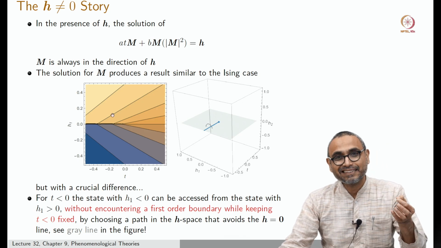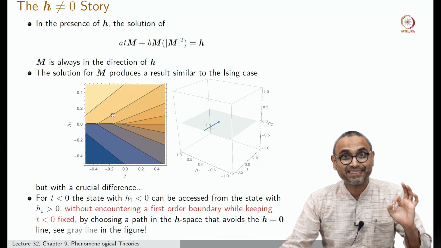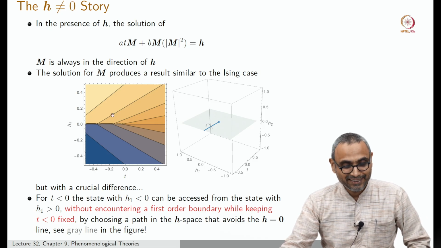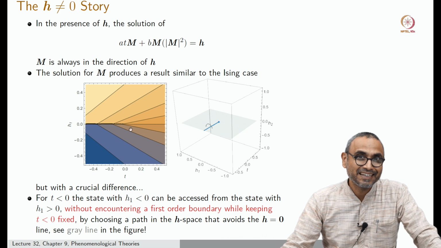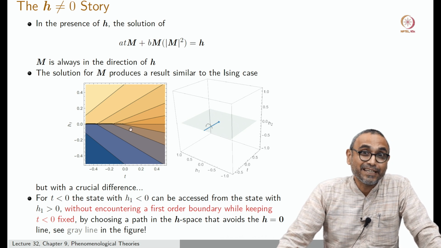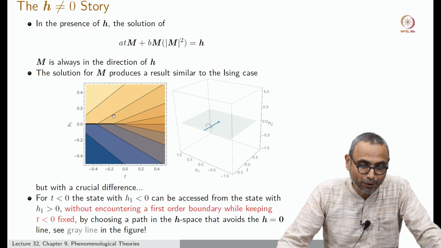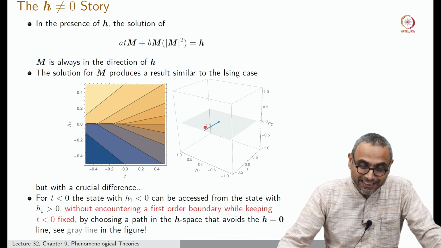In the Ising case, suppose you want to keep T negative and fixed, reduce the magnetic field and go negative. Then you would come down this way and you will encounter a first order transition. But here you don't have to encounter any transition in going from positive H1 to negative H1. What is the trick? The trick is you can actually do an excursion in the H space.